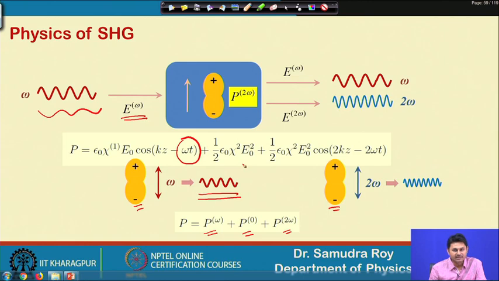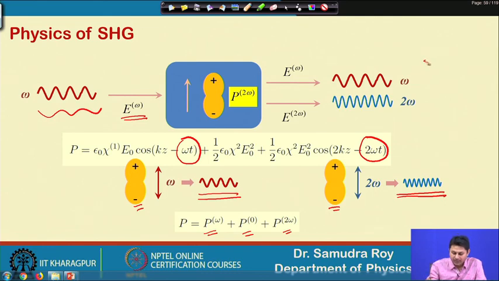But let us go to the last term. In the last term we have a frequency component 2 omega, which means the dipole is now going to vibrate with the frequency of 2 omega. When the dipole is vibrating with the frequency 2 omega, it starts generating a corresponding electric field having a frequency 2 omega. So, here is a new frequency that will be generated because of the electric vibration of the polarization at 2 omega.